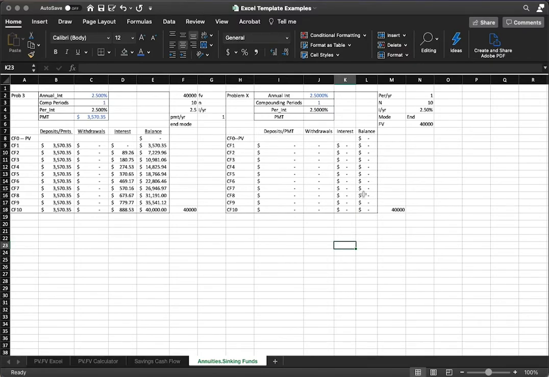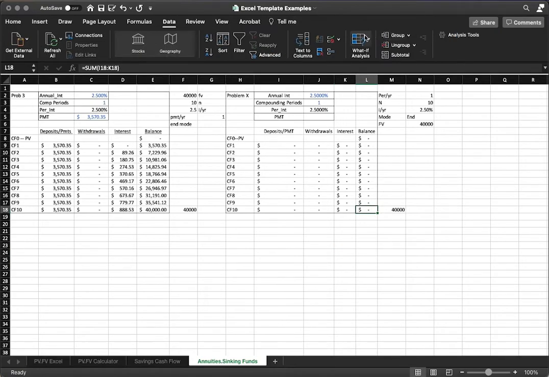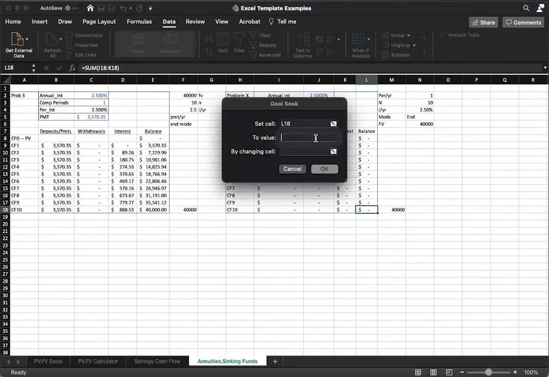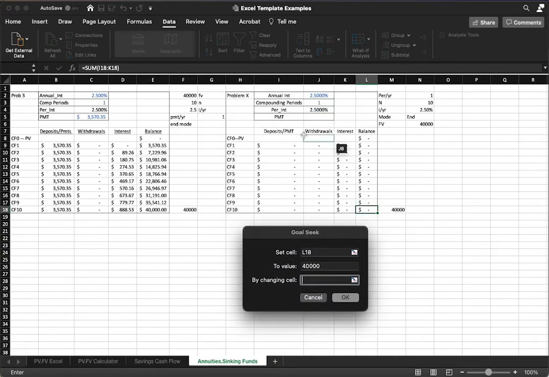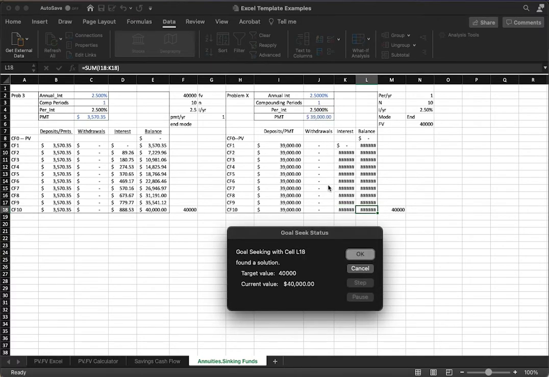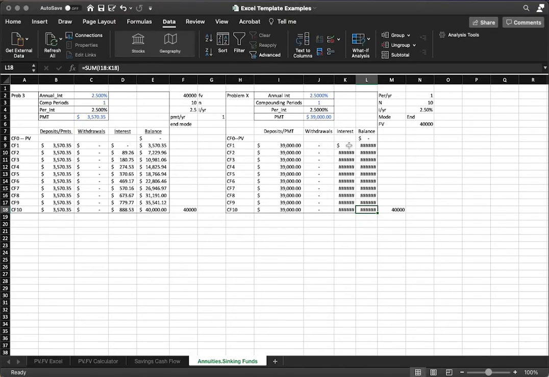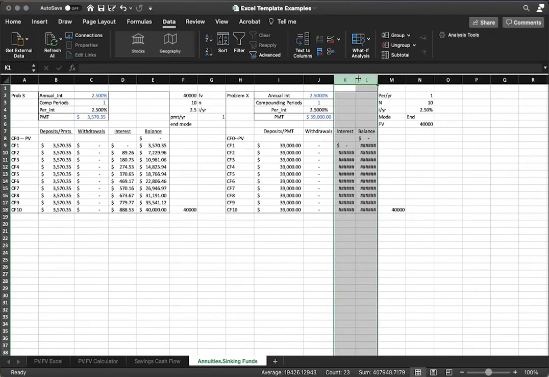Alrighty, now we solved that. Now we can go to goal seek. So we'll go data, what if analysis, goal seek, L18 to 40,000 by changing, and we'll drag this down, J5, enter, and it's going to back into our formula for us. Let's change, you can see how it did the iterations.